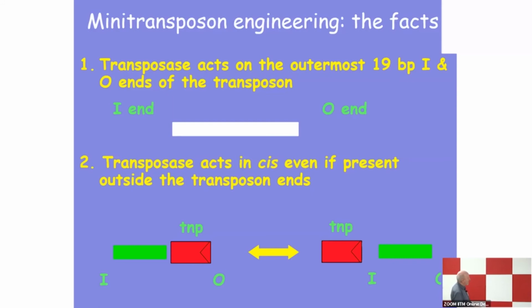Now, facts. The transposase, as I mentioned a moment ago, acts on the outermost 19 base pairs, the I and O ends of the transposon. That means that anything between an I end and an O end is in principle amenable to the transposition reaction. The other important aspect is that the transposase acts in cis, adjacent to the DNA it acts on, even if it is present outside the transposon. And this is very important. In the naturally occurring transposon, you have the transposase inside the transposon. But we say, what happens if we put the transposase outside? Will it still work? The answer is yes. Even outside the transposon, it is still able to promote transposition of the segment of DNA flanked between the I end and the O end.